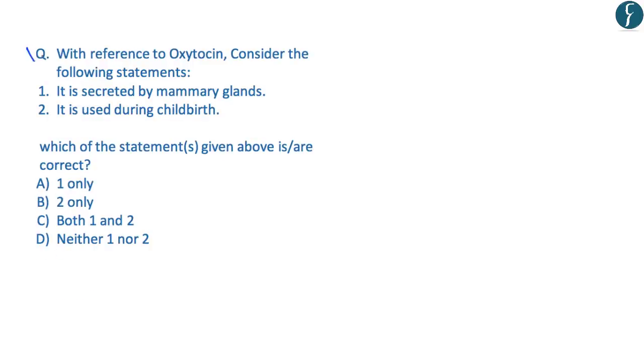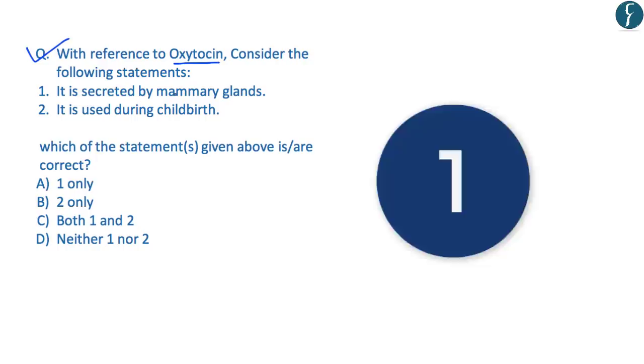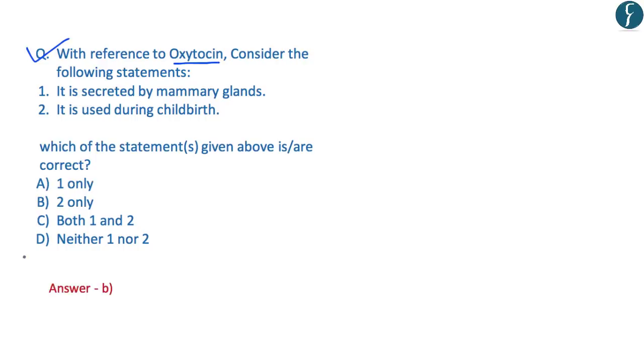Now you should attempt this question related to the oxytocin, and the answer for the same will be displayed after 5 seconds. So the correct answer here is B, that is 2 only, because it is not secreted by the mammary glands but is secreted by the pituitary gland.